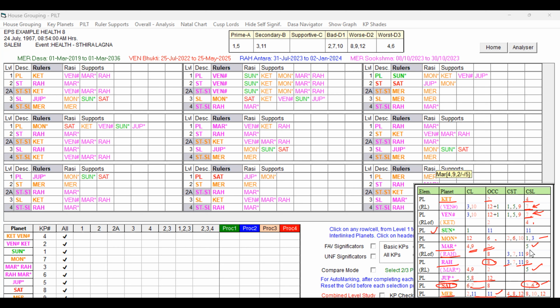The Lagna sublord planet is Moon. If you see the Moon, it is in the star of Rahu, occupying the 8th house. The 2A level planet is Ketu, the sublord is Jupiter, and the star lord of the sublord is Mercury.